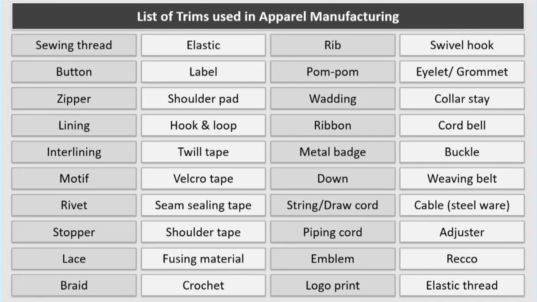metal badge, down, string or drawstring or cord, piping cord, emblem, logo print, swivel hook, eyelet or grommet, collar stay, cord bell, buckle, weaving belt, cable or steel wire, adjuster, ricco, and elastic threads.